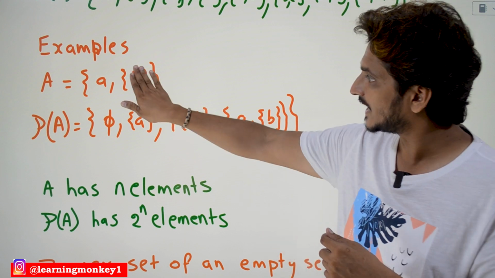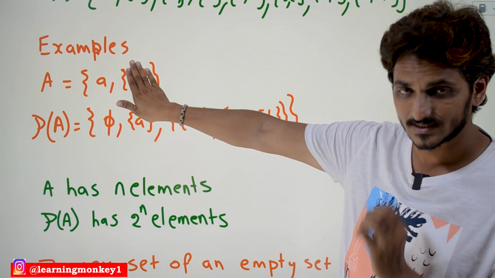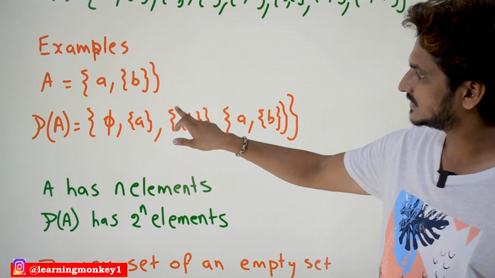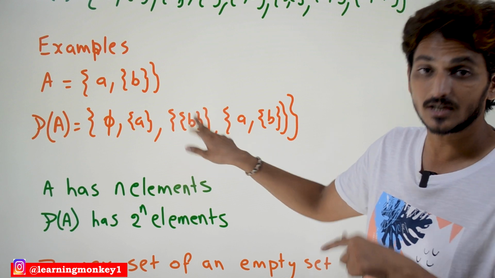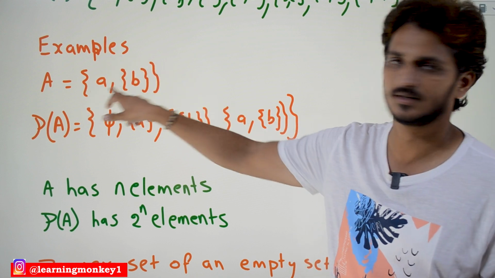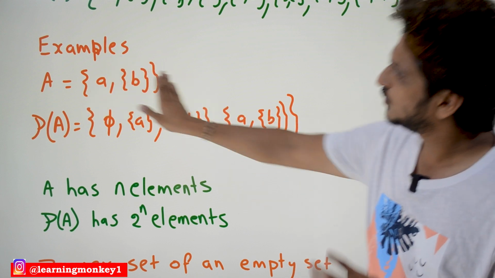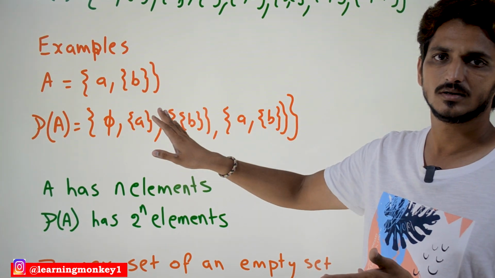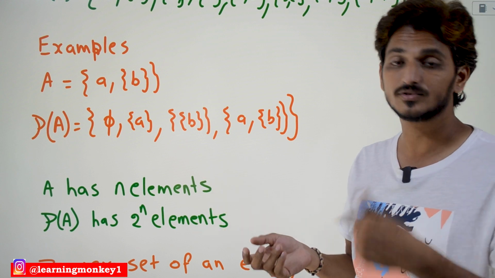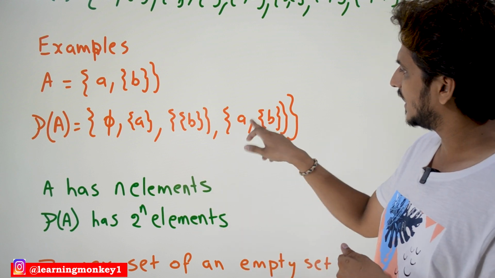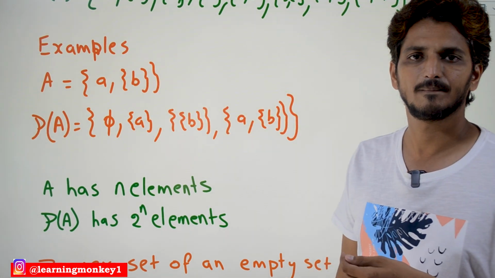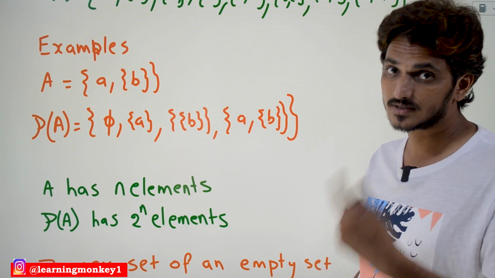Now the same way, take the second element. If you take only the second element, this element is a subset of the set A. What is the second element? Set {b}. This is a subset for this entire set. Similarly, if you take two elements, that is a subset for this entire set. A is a subset of A, that is the property of subset. So set {a, {b}} is a subset for this set. This is how we write the power set for a given set.